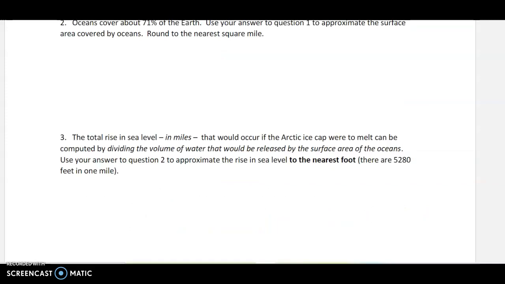Now on the second one, it talks about oceans covering about 71% of the Earth. And so we're looking for 71% of the surface area. I'll just say SA for what we found above. Now, if you remember, if we want 71% of this, of can also translate to multiply or times. So we have 71%. Well, we need to change that to a decimal. So we move the decimal over to the left twice, or basically it's like we're dividing by 100. So we have 0.71 times that surface area we found.